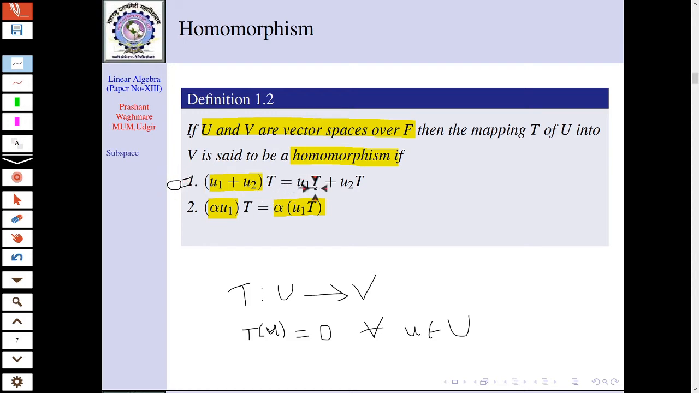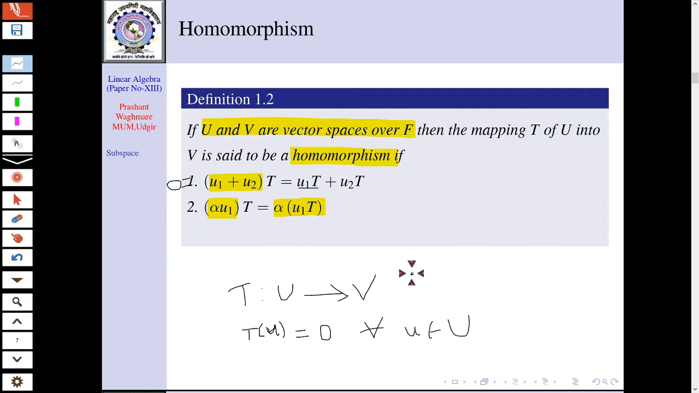What about the right hand side, T of u1 plus T of u2? This will also be 0, and T of u2 will also be 0. So both of them are equal, right? As well as T of alpha u1 will be 0, because T of u1 is 0, and 0 into alpha is again 0. So this 0 mapping is a homomorphism of vector spaces.